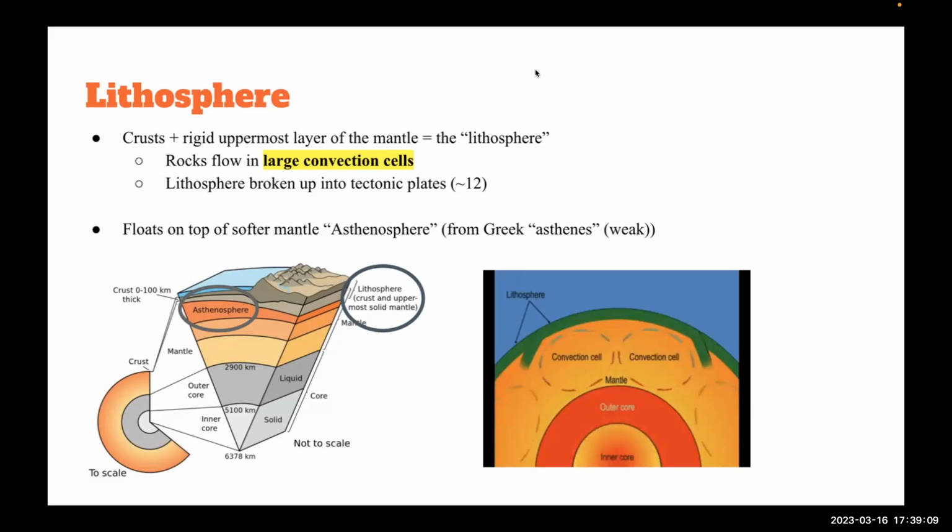Okay, you have your crust, oceanic or continental, plus the upper mantle, which is generally colder than the rest of the mantle because it's further from radiation. That is your lithosphere, and this moves through plate tectonics over the asthenosphere.